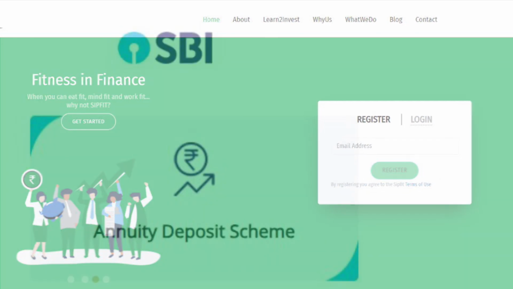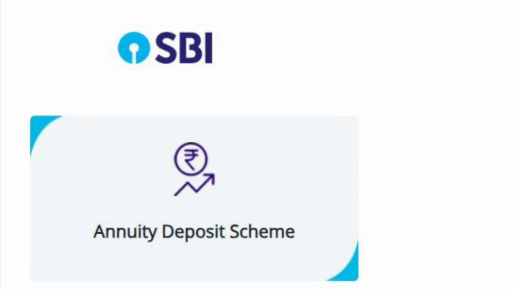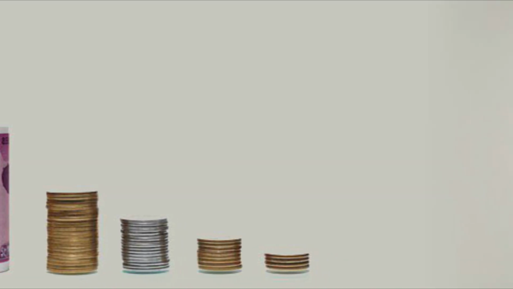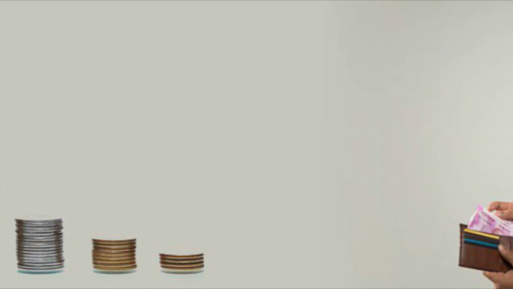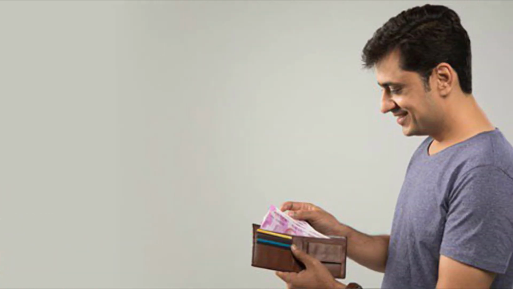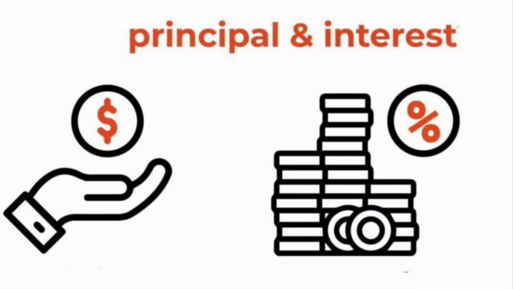The first is the SBI Annuity Deposit Scheme. In this scheme, you have to deposit a lump sum amount in the bank one time. The bank will then return this amount to you like an EMI on a monthly basis. The monthly amount they pay will comprise two parts. One, your principal deposited with the bank, and another part is the interest that you have earned.